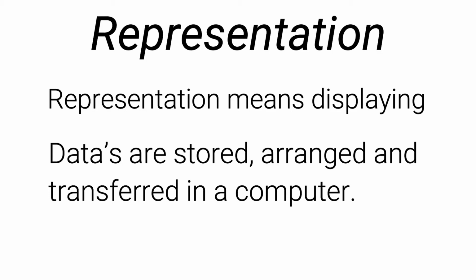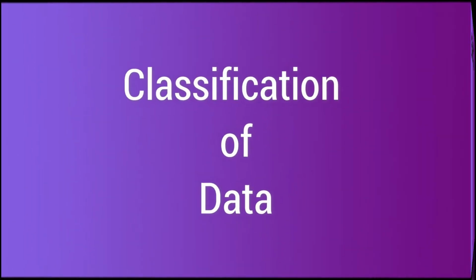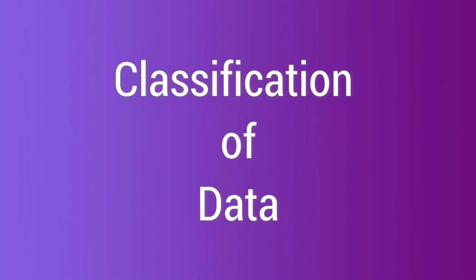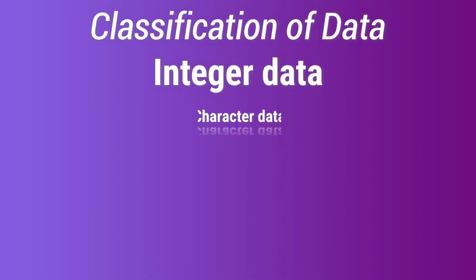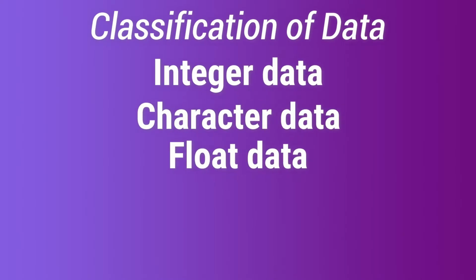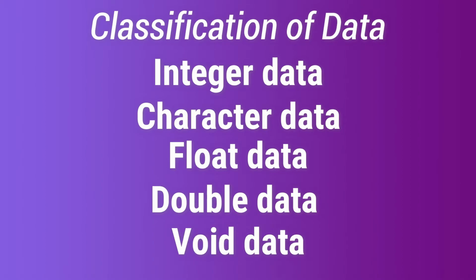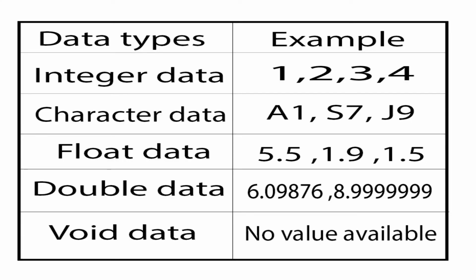Next up is classification of data. Classification of data is the process in which data are arranged in different groups. Normally, data can be classified into 5 different types, which are integer data, character data, float data, double data, and void data. Integer data are those data which consist only of whole numbers like 1, 2, 3, etc.